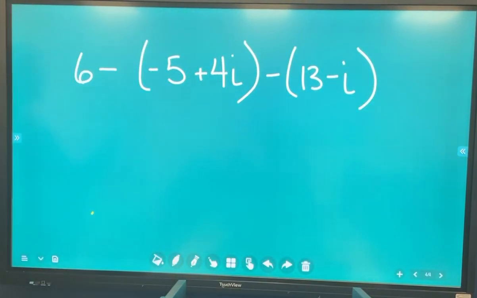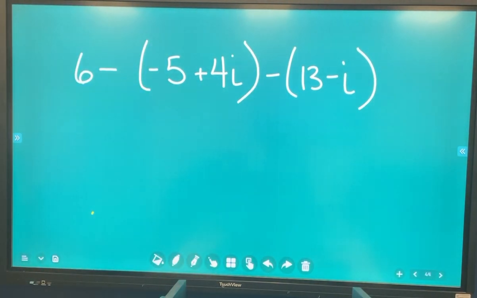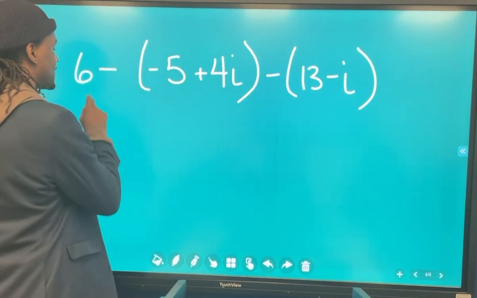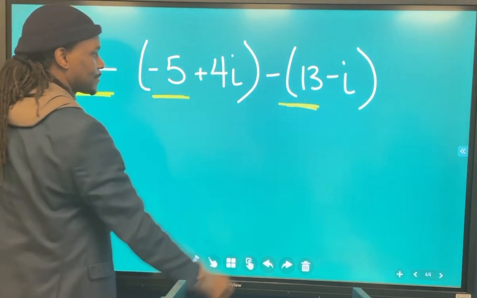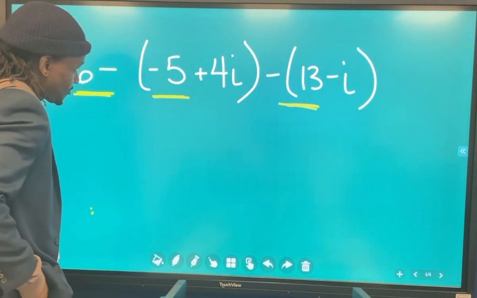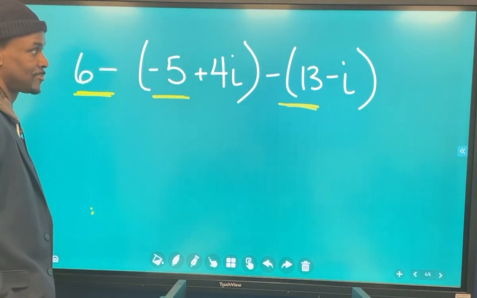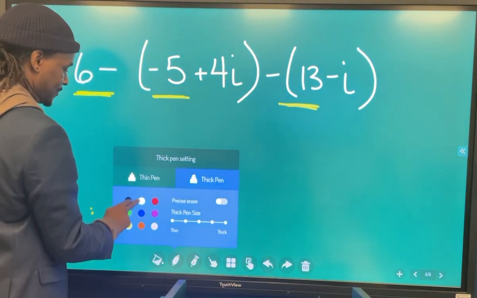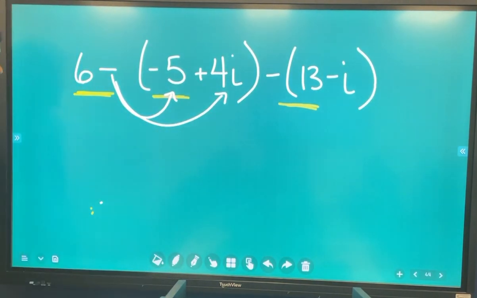So here I got 6 minus negative 5 minus 13. What are my standard numbers? 6 minus negative 5 and 13. So if I combine those, what do I do? Once you distribute the negative. There you go. Very good. So first, can you write it out? Take this negative 1, distribute this out first.